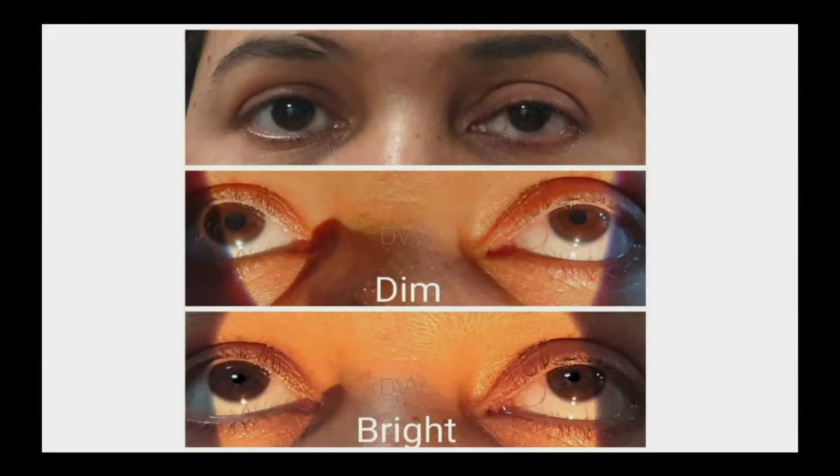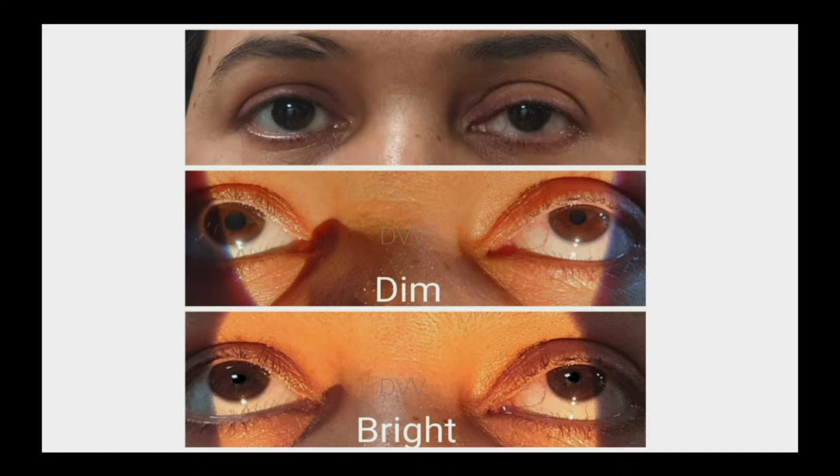This is a very beautiful documentation of Horner syndrome. You see here, in dim light, the anisocoria is a little more than in bright light. This is how you come to a conclusion. Anisocoria more in dim light: Horner syndrome, or sympathetic system. Anisocoria more in bright light: parasympathetic system.